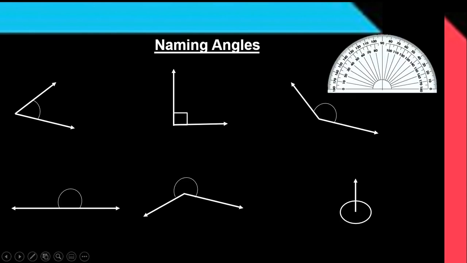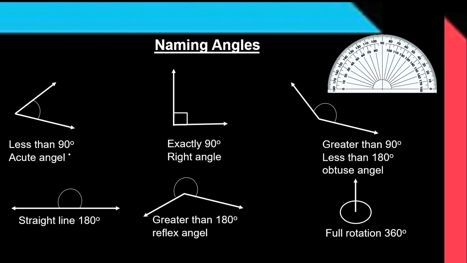Then, if I know the actual measurement of the angle, depending on what it is, it has a certain name. So acute is less than 90 degrees, exactly 90 is a right angle, between 90 and 180 is obtuse, a straight line is 180, greater than 180 is a reflex, and if it does a full rotation, it's 360 degrees. So let's go on to some questions about angles.